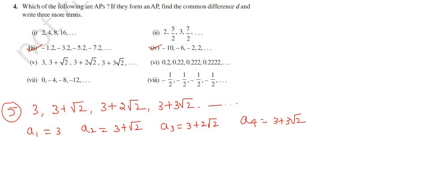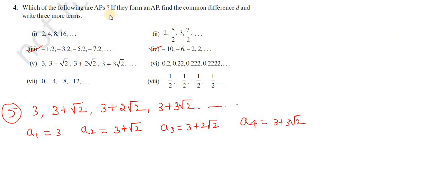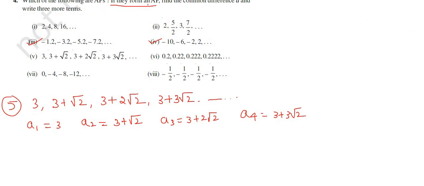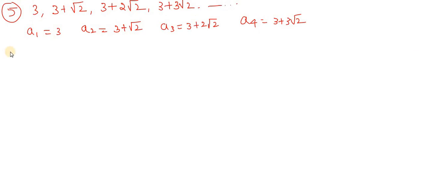Now what should we do? First we should verify whether it is an AP. We have to see what they gave. First you have to check whether it is an AP. If it is an AP, you have to find the common difference, and if the common difference is the same, then you have to find three more terms. Now we have to find the common difference. D1 is A2 minus A1, D2 is A3 minus A2, and D3 is equal to A4 minus A3.